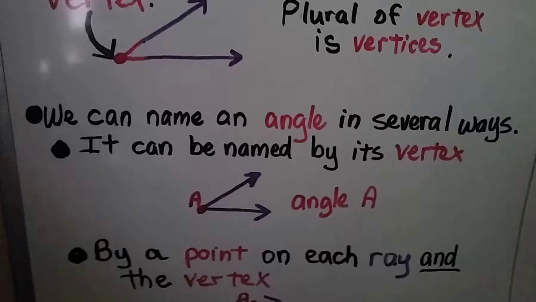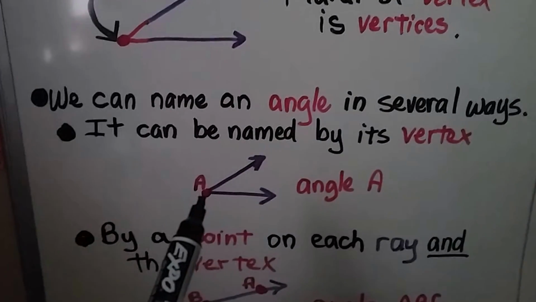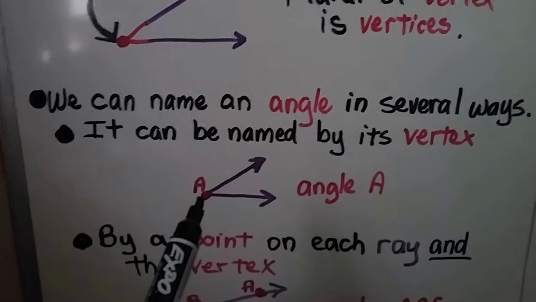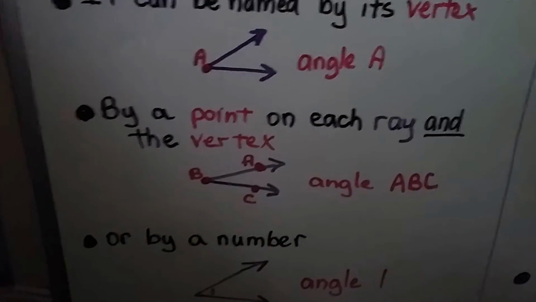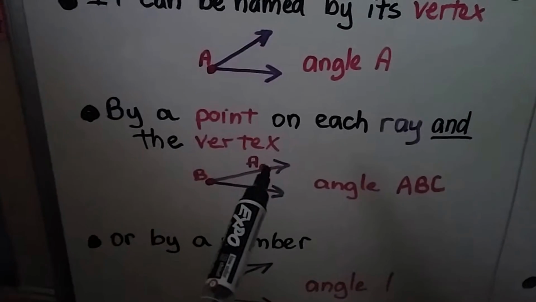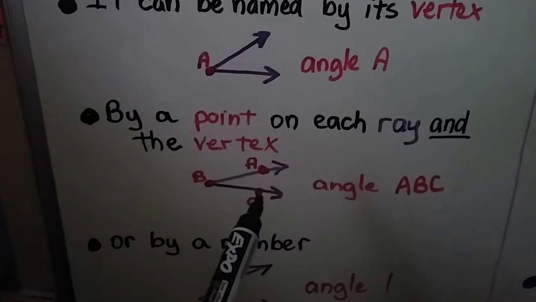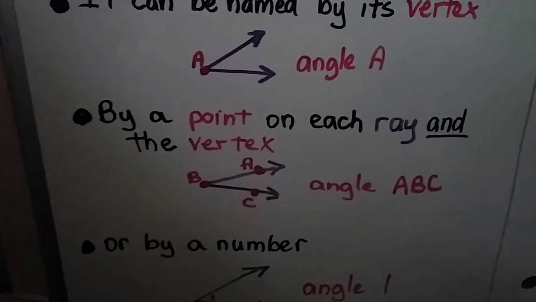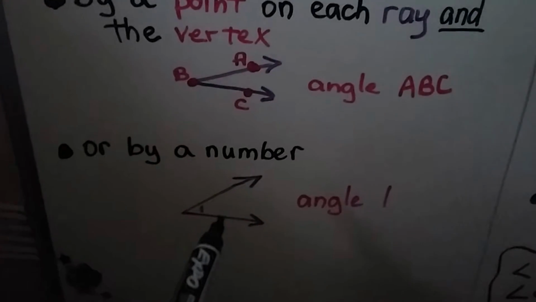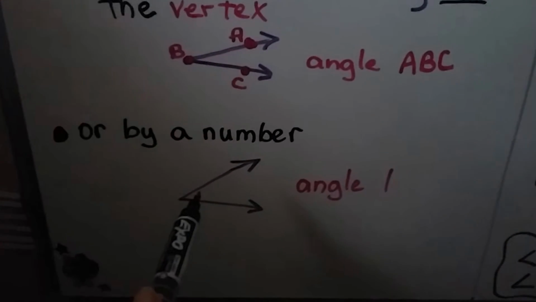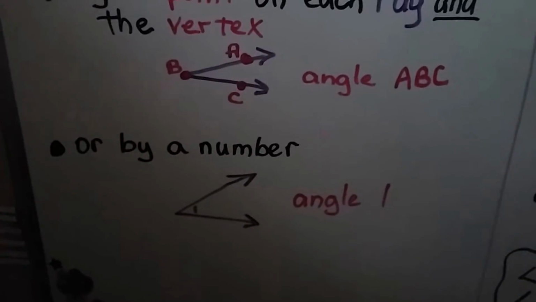We can name an angle in several ways. It can be named by its vertex. This is labeled point A, so that's angle A. It can be named by a point on each ray and the vertex. So here we have a point on this ray, A. We have the vertex B and a point on this ray, C. So we could say that's angle ABC. You can also name it by a number. Here, I know this is a little dark, but there is a 1 inside here in the interior, so we could call that angle 1.